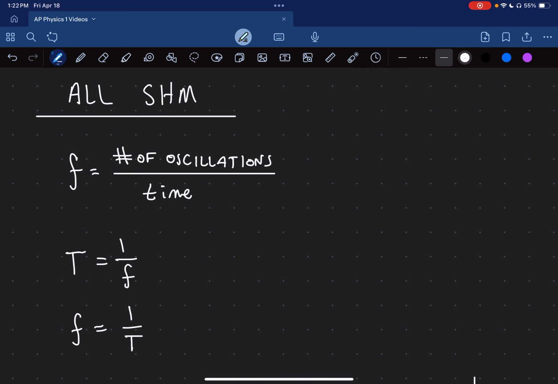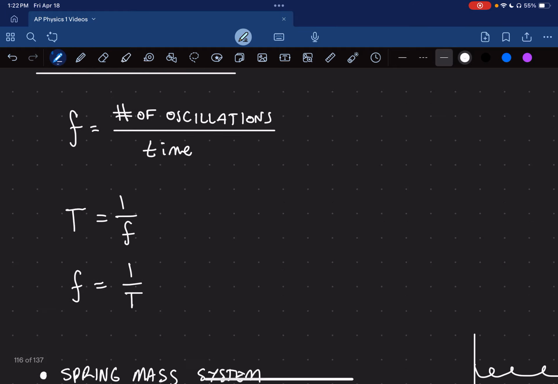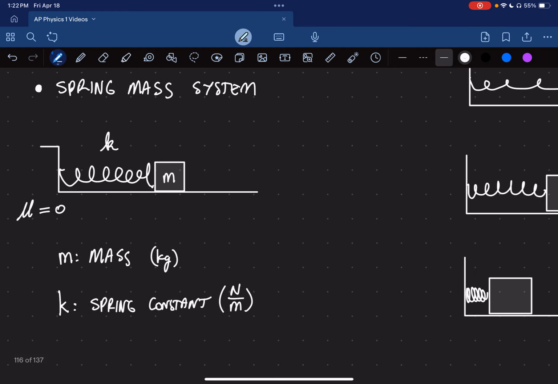T, which is period, capital T, is 1 divided by the frequency, or the inverse of the frequency. And frequency is the inverse, 1 over the period. So these equations work for spring mass systems as well. This is a spring mass system.